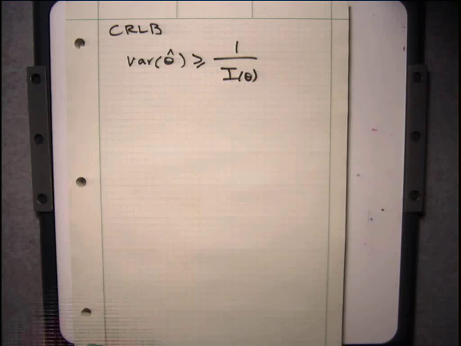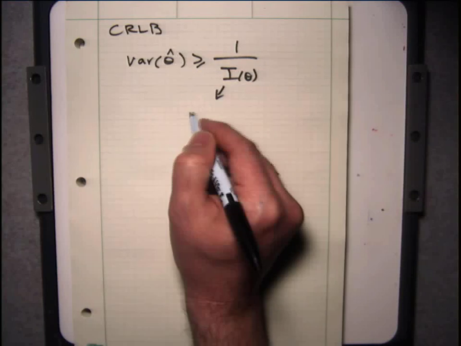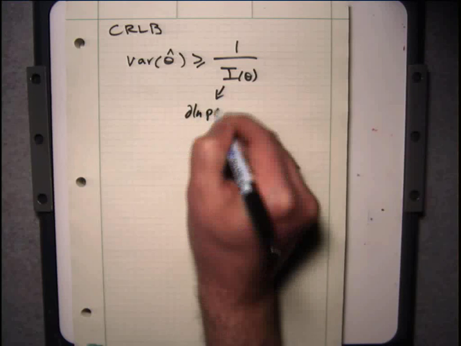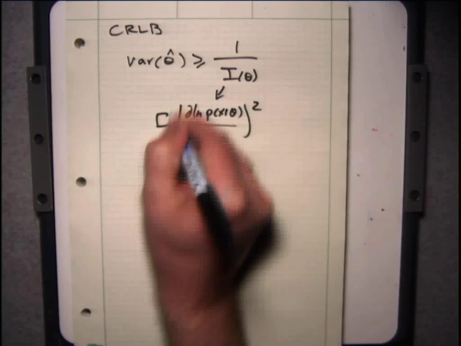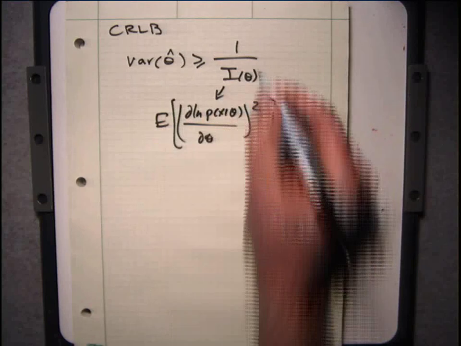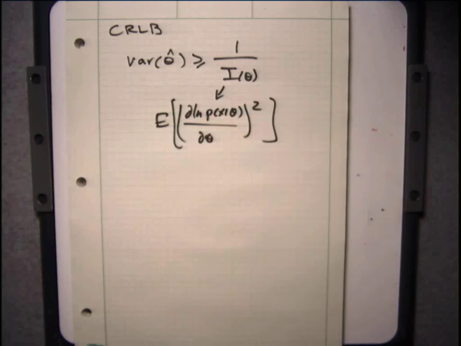And the Fisher information for the problem is the expected value of the square of the score function. So you take the derivative of the log of p of x given theta, you square it, and you take the expected value of this. That's one way to compute the Fisher information. This is in the scalar case.